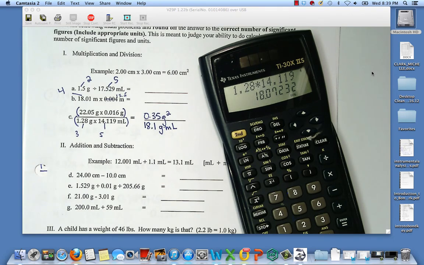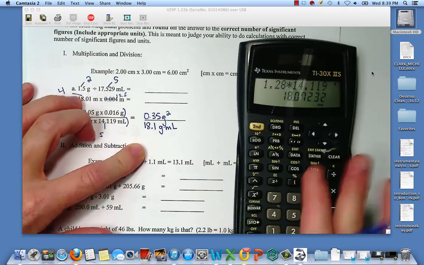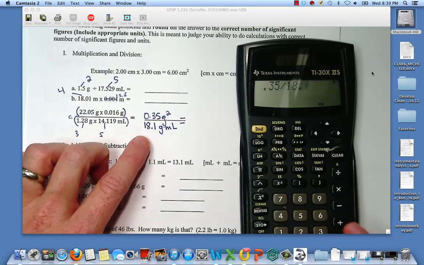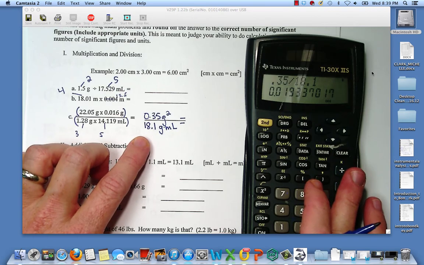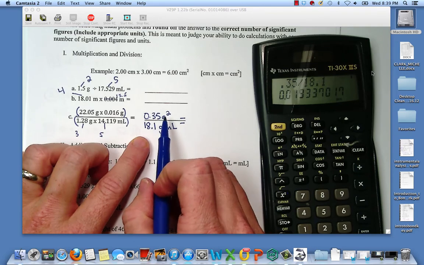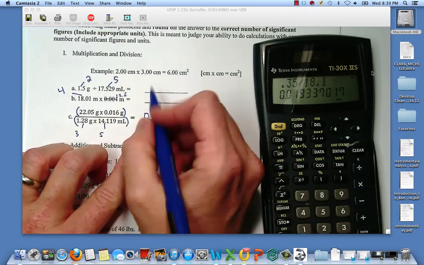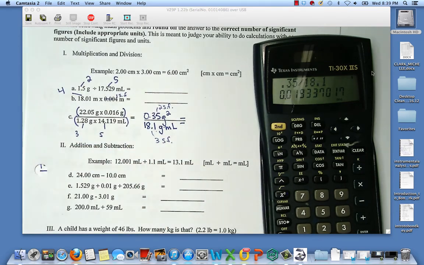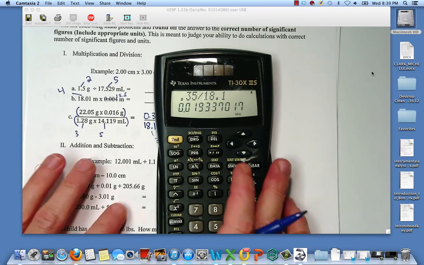Stay with me. Now I need to divide these. I have one more step. So 0.35 divided by 18.1. How many sig figs should I have in my answer? 2. That's right, 2 here and 3 here, so my answer cannot have more than 2. So that would be 0.019.